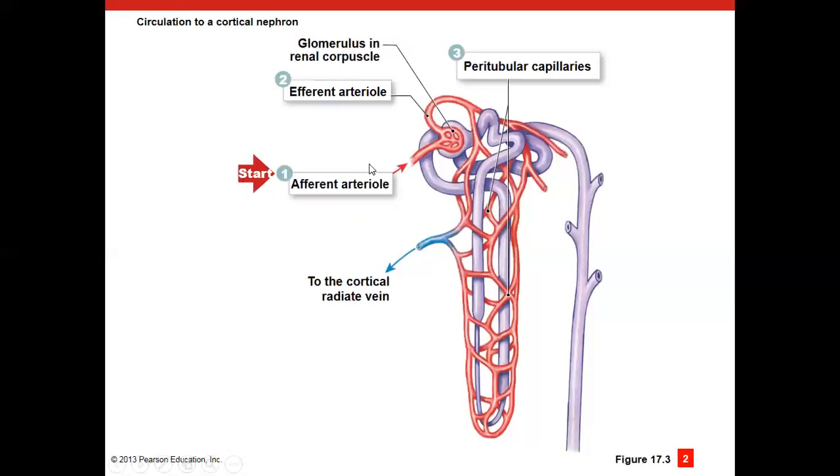It's just branched off of a cortical radiate artery. Afferent arteriole supplies blood to the glomerulus where filtration occurs. Filtrate then leaves and heads into the renal tubule. Blood continues through the glomerulus and leaves the glomerulus by way of the efferent arteriole, which then branches to the peritubular capillaries. And these peritubular capillaries surround the renal tubule. So where reabsorption occurs from the renal tubule back into the blood, there are capillaries there to exchange. And in the distal convoluted tubule, there are also capillaries there to exchange. Mostly secretion occurs here, some reabsorption.